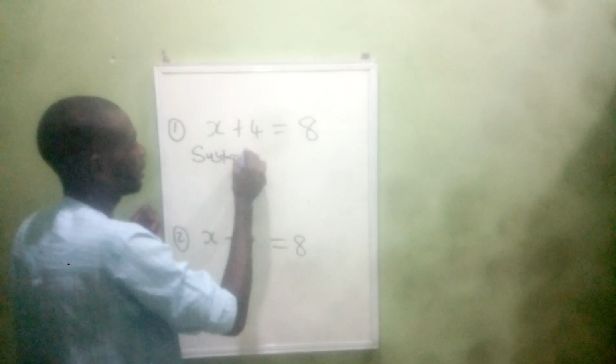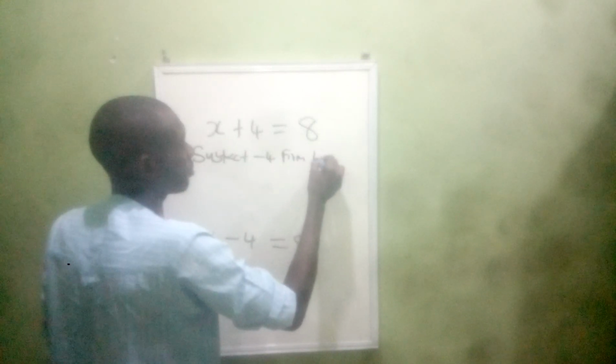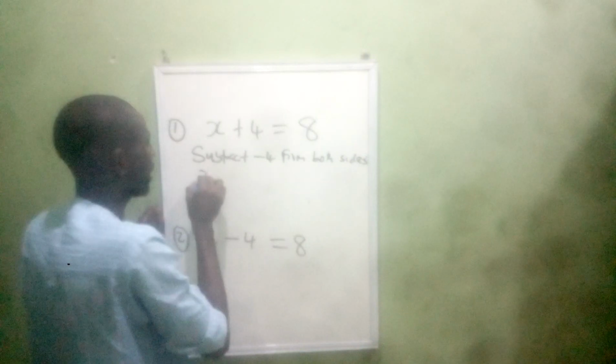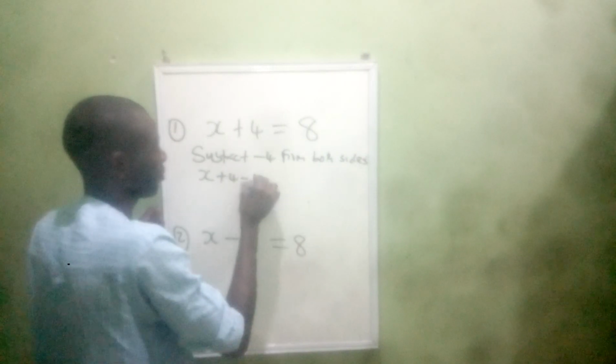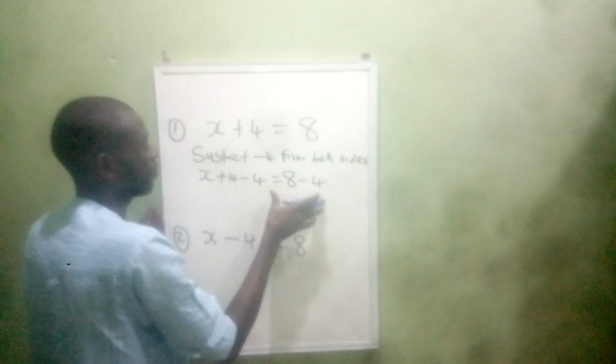Subtract 4 from both what? Sides. This is the right language that we are supposed to use. Then we now have x plus 4 minus 4 equals what? 8 minus 4. We have subtracted 4 from both sides.